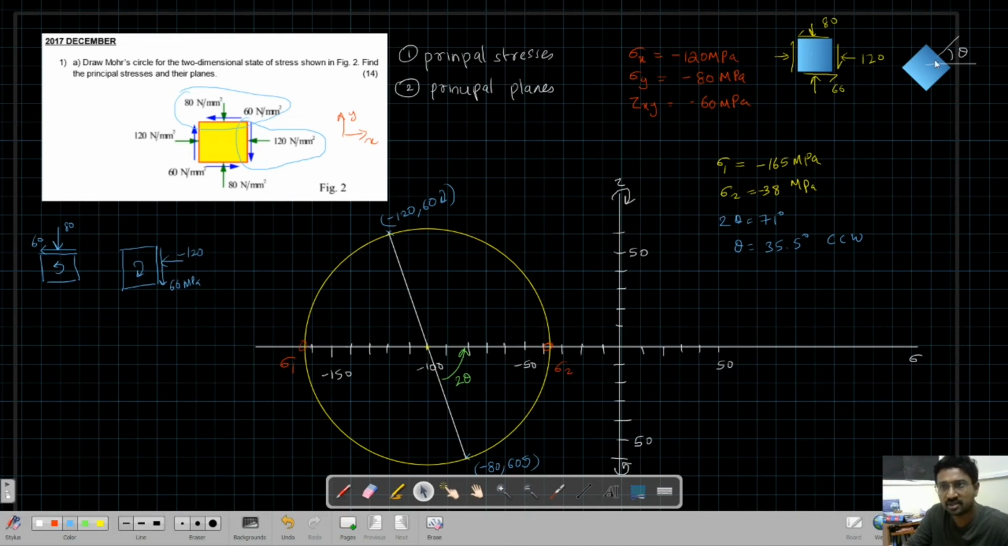So from which plane do we get the principal stresses? That we have to see. Originally, you can see from this point, 80, 60. If you rotate this plane by 35.5 degrees, we get sigma 2, that is minus 38. So here we have minus 38. And the perpendicular to that, 2 theta is 180, so at 90 degrees we have sigma 1, that will be 165. So here we have 165.